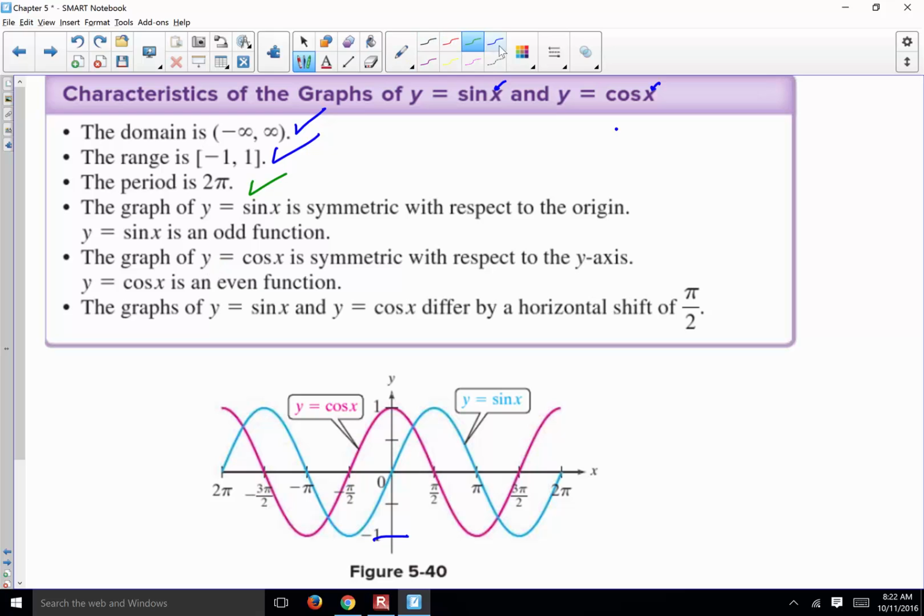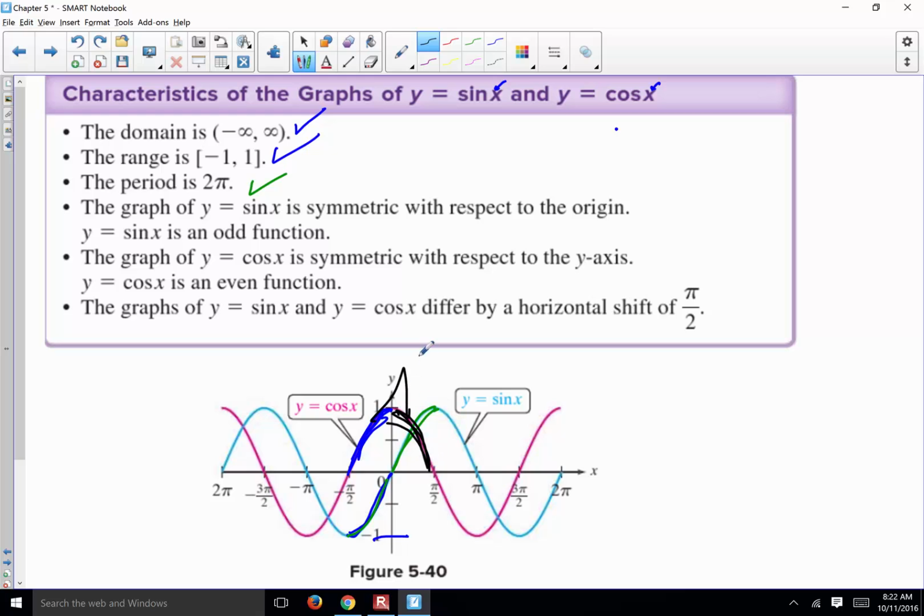Next, sine is symmetric with respect to origin. Look, you have this piece repeated here, symmetrical with respect to origin. However, cosine is not. Cosine is symmetric with respect to y-axis. Look, the left piece and the piece on the right.